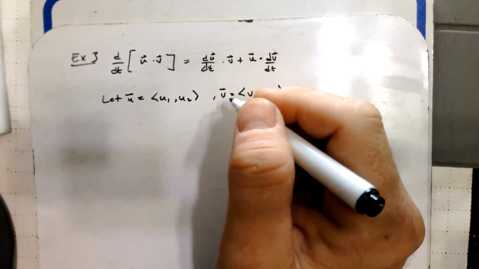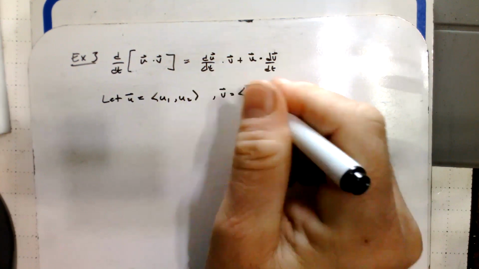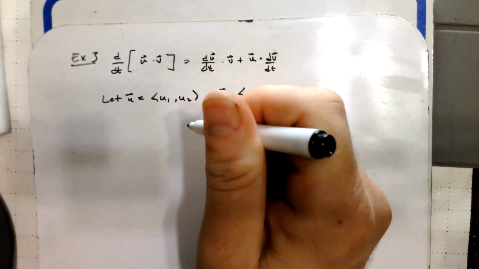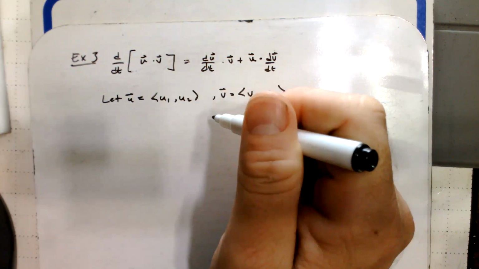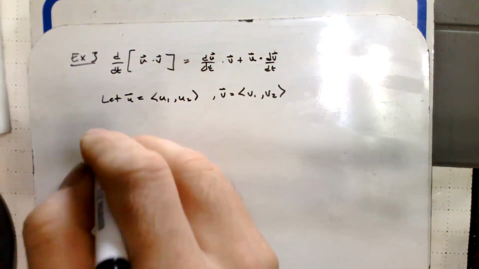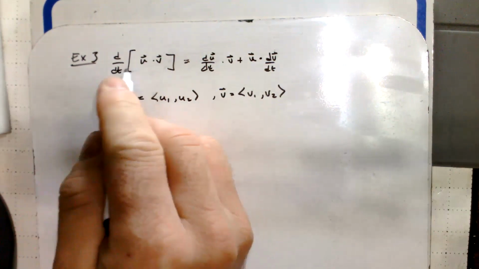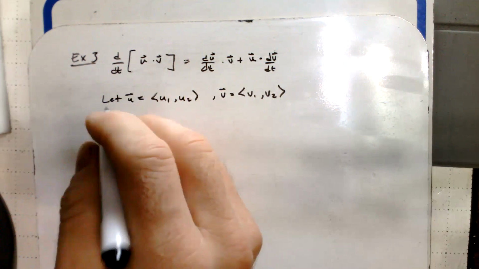and recognize that both u and v are parameterized by t. In other words, they're functions of t, and so each of the components are as well. All right, so let's go ahead and carry this out. And notice the order of operations here. We're going to carry out the dot product first.